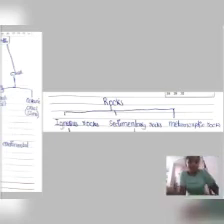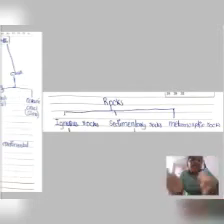Okay, as this completes, what is a metamorphic rock? A metamorphic rock is formed when igneous rocks and sedimentary rocks are kept under high heat and pressure.